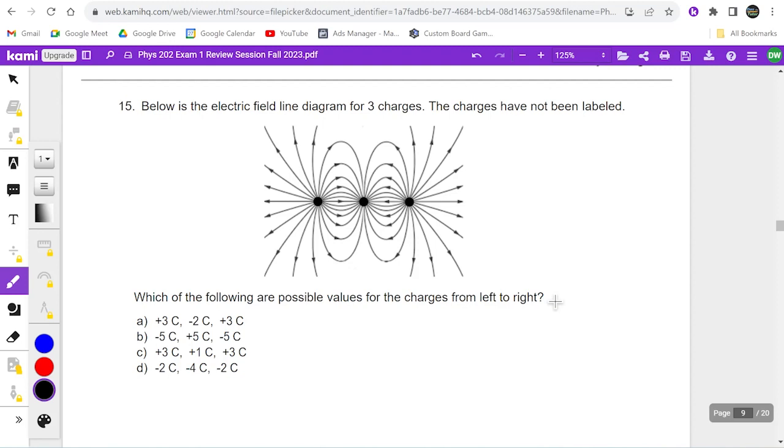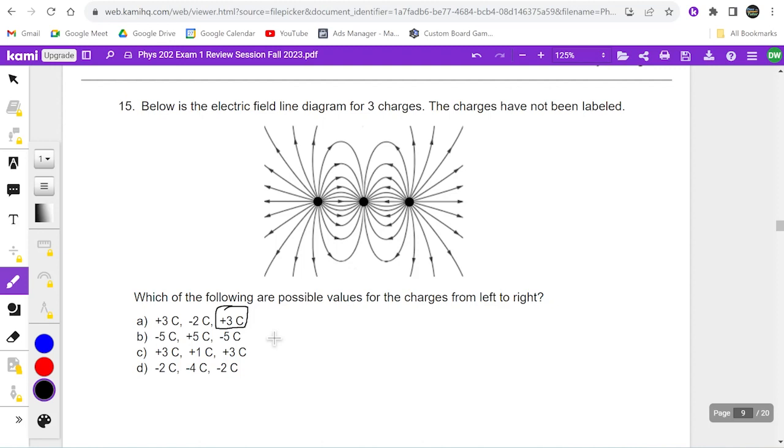So, number 15. Below is the electric field line diagram for 3 charges. The charges have not been labeled. You'll notice that if you printed this out earlier today, I messed up this question. I changed this charge to a positive 3 charge. That's not to say that that's the answer. I'm just saying put positive 3 if you printed this out. Or if you're following along on the PDF that I sent you, that's wrong too. This needs to be positive 3 in order for the answer to make sense.